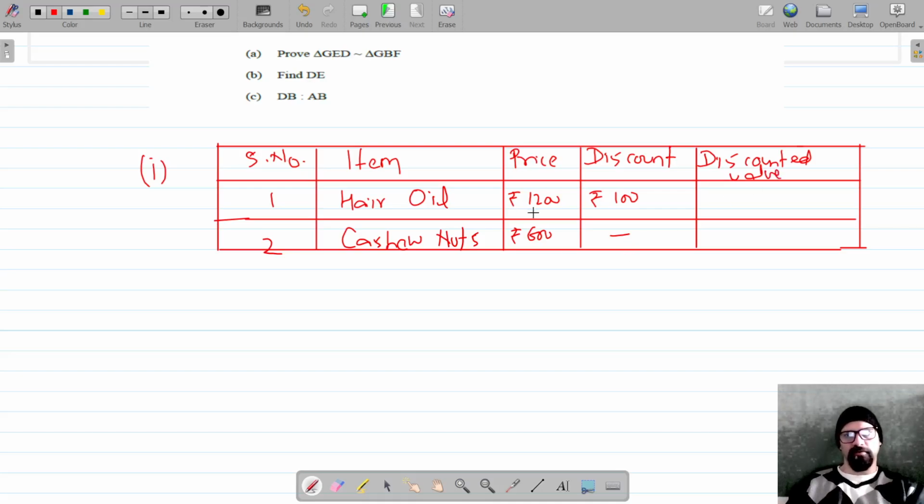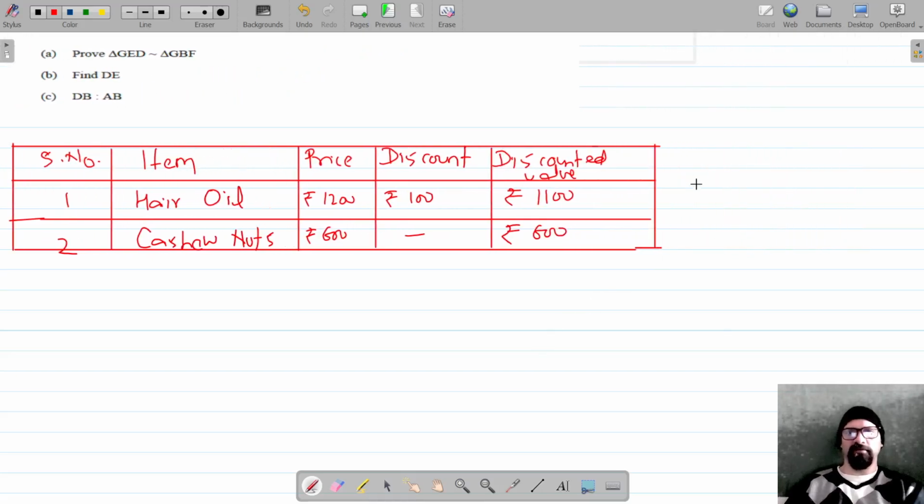Okay, so discount is 100, so that means the discounted value is rupees 1100. And here there is no discount, so it's 600. And now we are left with only one column, that is the GST paid, GST levied on the goods she bought. GST was 18% and 12% respectively.